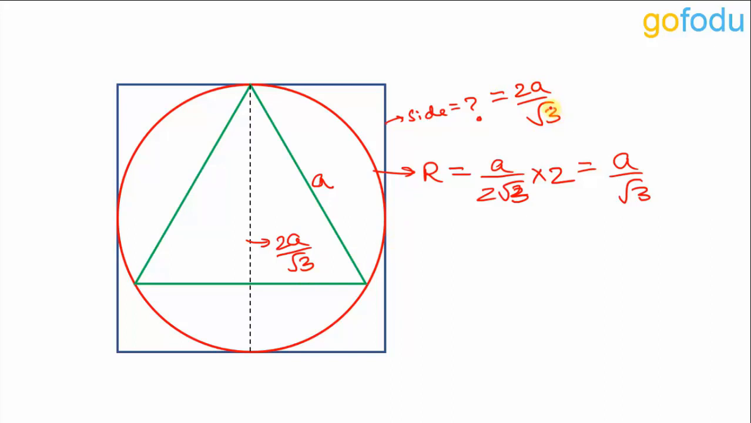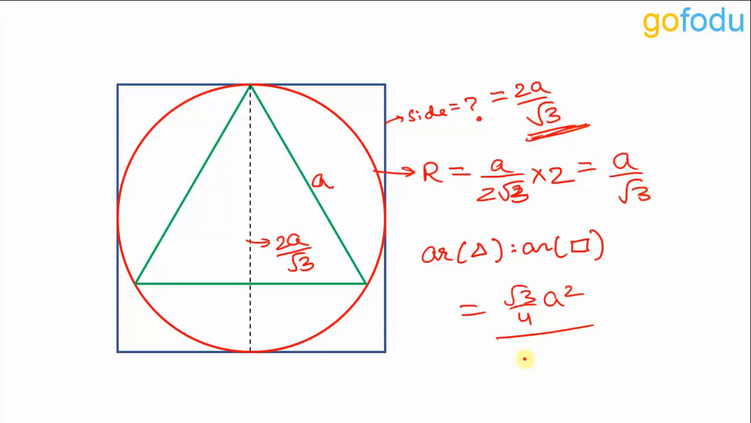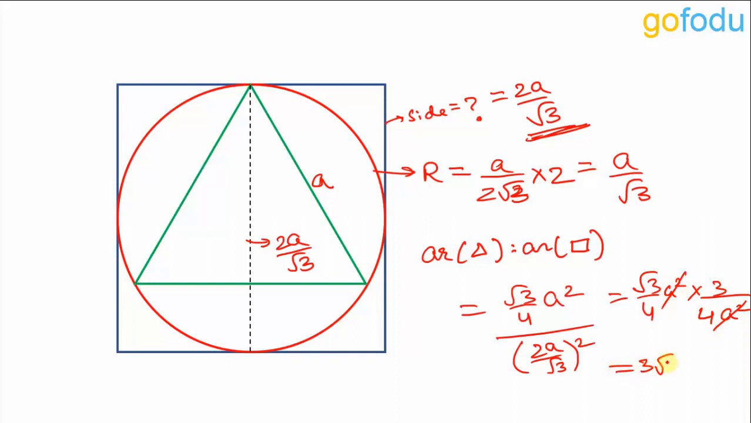Now suppose the question says find the ratio of the area of the triangle to the area of the square. What would that be? The area of the triangle is root 3 upon 4 A square, upon the area of the square, which is side square. This is the side, 2A upon root 3, whole square. That would be root 3 upon 4 A square into 3 upon 4 A square. A square will get cancelled. The final answer will be 3 root 3 is to 16.